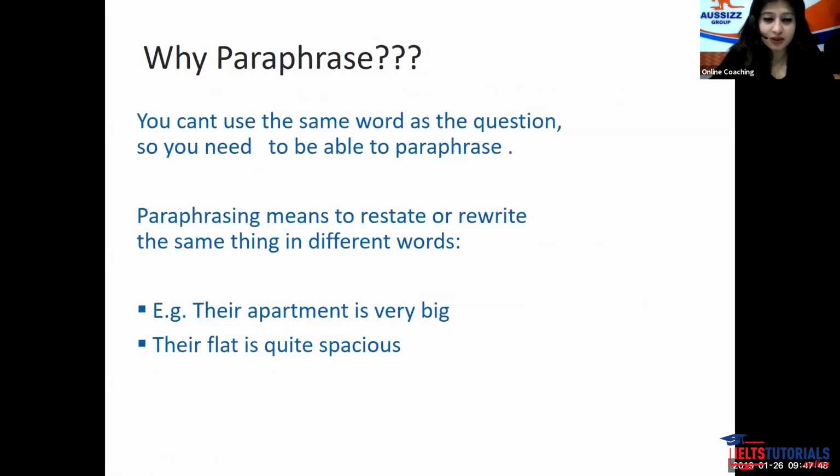You have to write the question in your own words. You have to change the words. You have to think of related words. You have to change the sentence structures, and that's when you will get it.